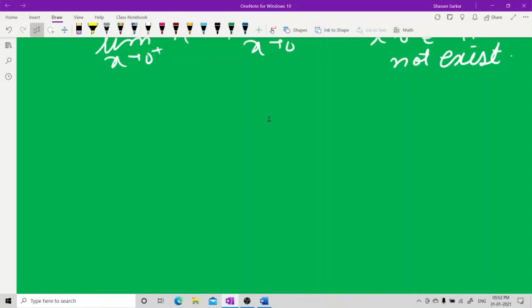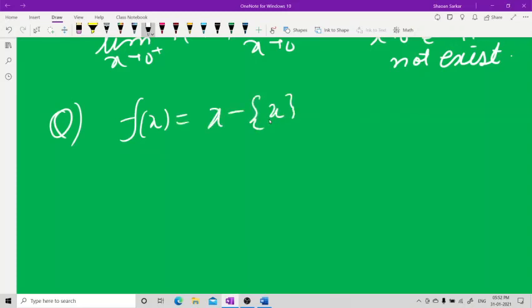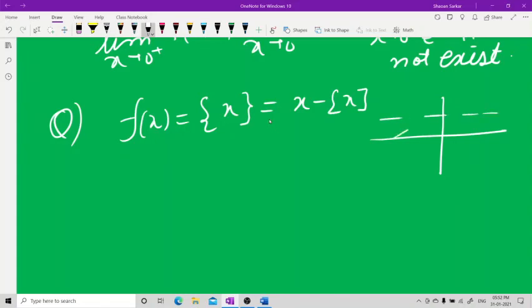Yes, one good question on limit: take this function f(x) equal to fractional part of x. I hope you remember this. Sorry, this is the fractional part of x, which means x minus greatest integer of x. And I told you this graph, I hope you remember. They never touch. I have told you this always lies between 0 and 1.